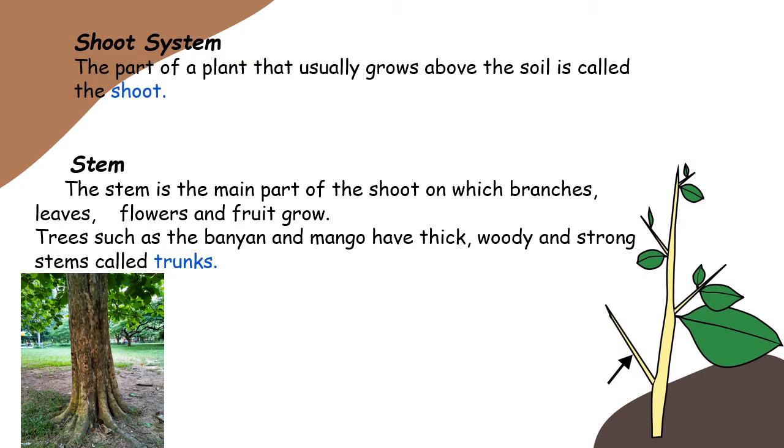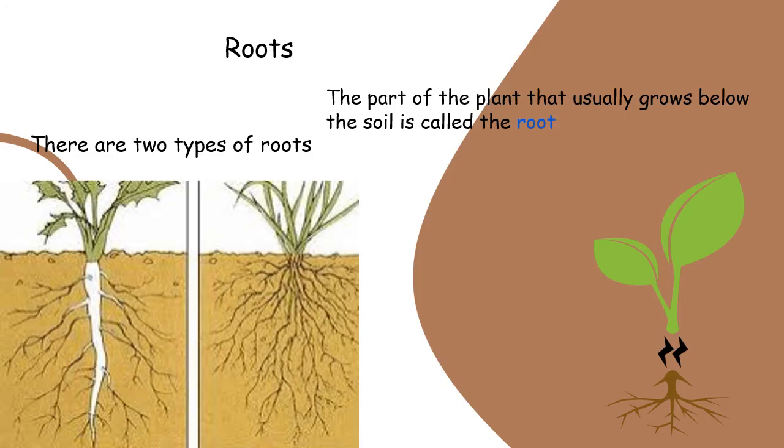Shoot system. The part of a plant that usually grows above the soil is called the shoot. Stem. The stem is the main part of the shoot on which branches, leaves, flowers and fruits grow. Trees such as the banyan and mango have thick, woody and strong stems called the trunk.